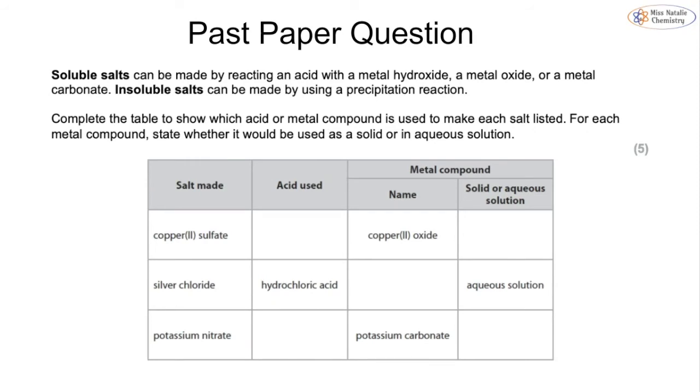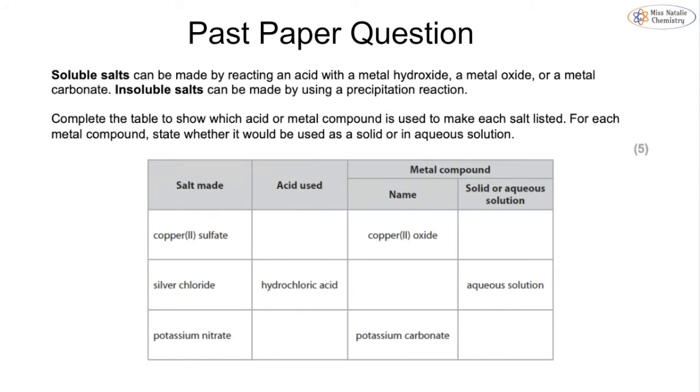So we've got soluble salts being able to be formed by reacting an acid with a metal hydroxide, metal oxide, or metal carbonate, or insoluble salts can be made using a precipitation reaction. We want to complete the table to show which acid or metal compound is used, and then state whether we use it in a solid or aqueous solution. So of course, all of our acids are all going to be aqueous. The metal compound may be aqueous, or it may be a solid.